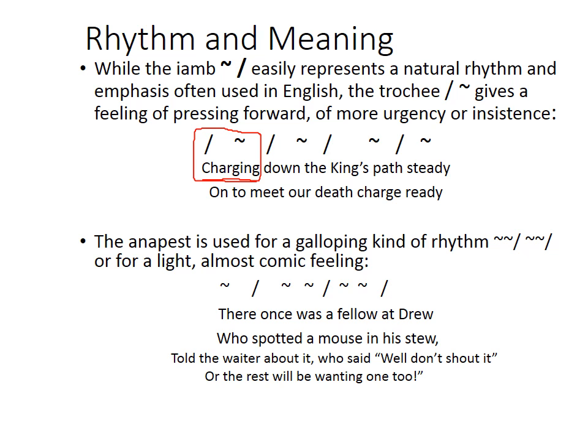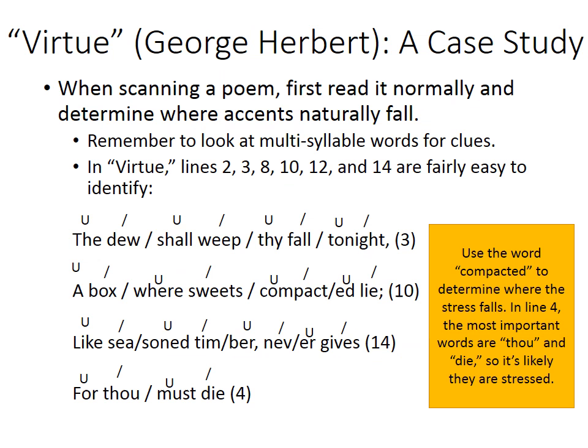But if people are galloping to their death, again, the context would be totally different. So that's the main point that I want you to understand. Context is important. So finally, we're going to look at this poem, Virtue, by George Herbert.